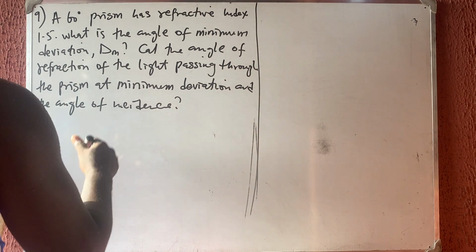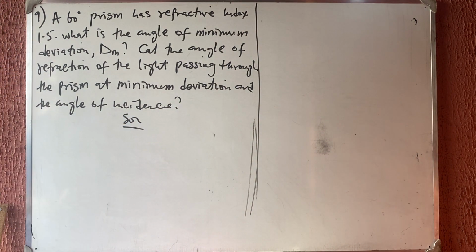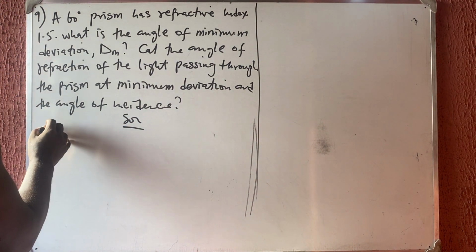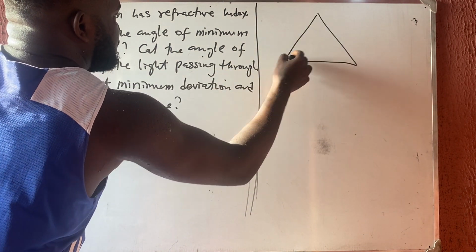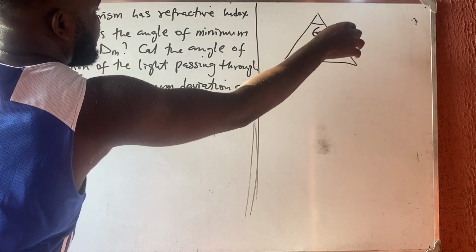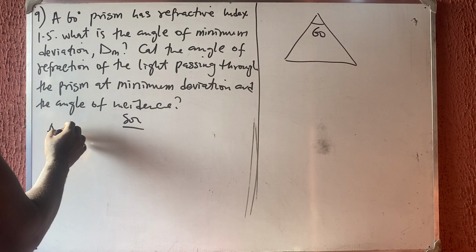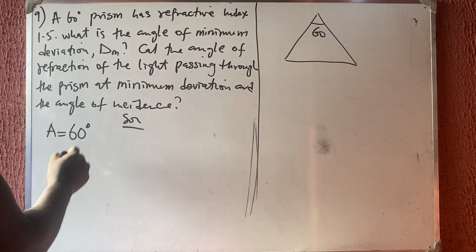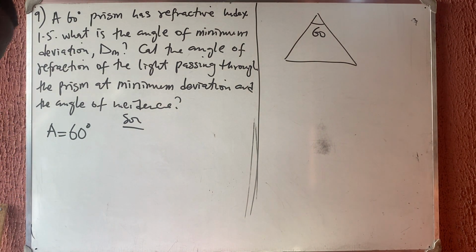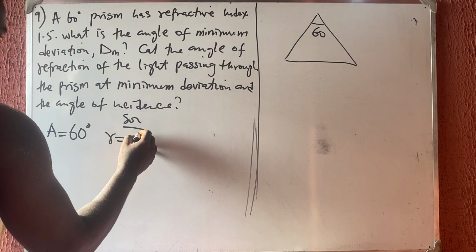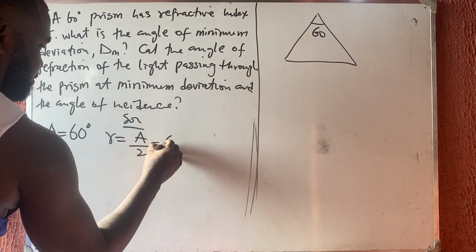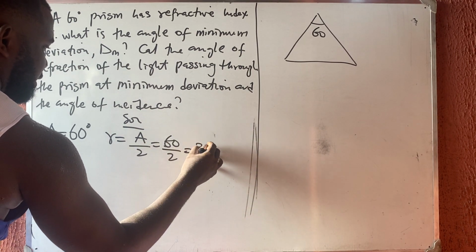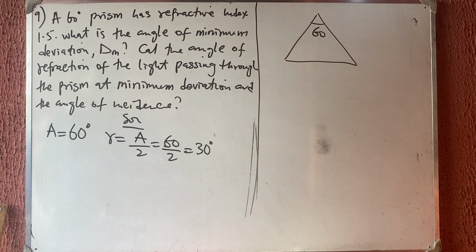Okay, solution. Now they told us that a 60-degree glass block, I told you that is our A. The glass block is your A. I told you in the one we did that this one is a right angle triangle. So this is our A. Our A is 60 degrees. Once you know that your A is 60 degrees, it will help you to calculate your R. Your R is always half of your A, which is 60 divided by 2, which is 30.